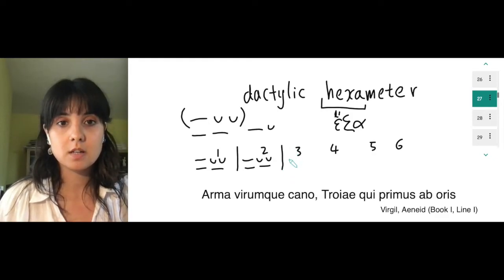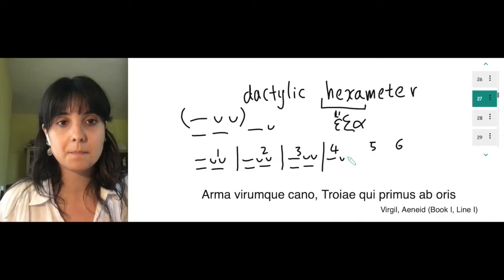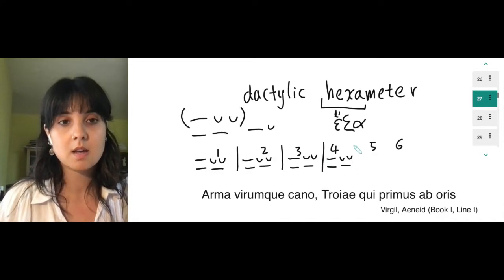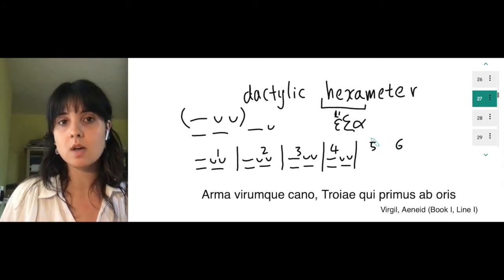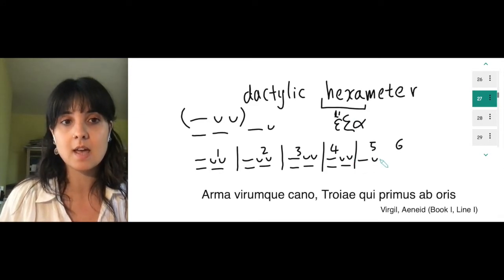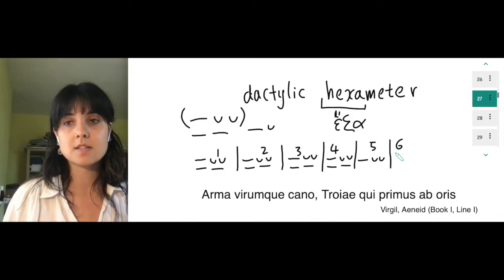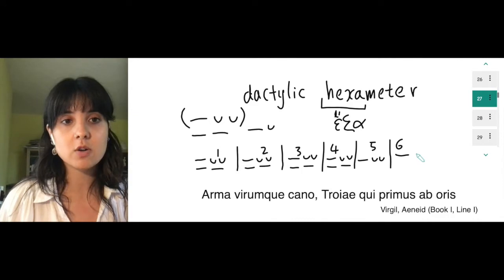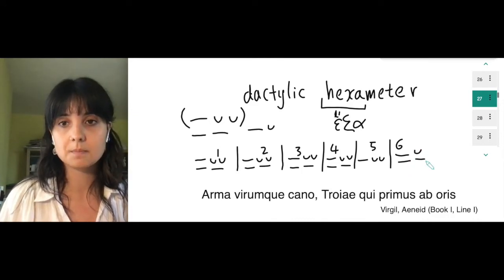The third foot can be either a dactyl, long, short, short, or a trochee, long, long. The fourth foot, again, can be a dactyl or a spondee. And the fifth foot is very important. The fifth foot often will tell you the name of the meter. So the fifth foot is almost always exclusively a dactyl, long, short, short. And the sixth foot can either be a trochee, long, short, or a spondee, long, long.